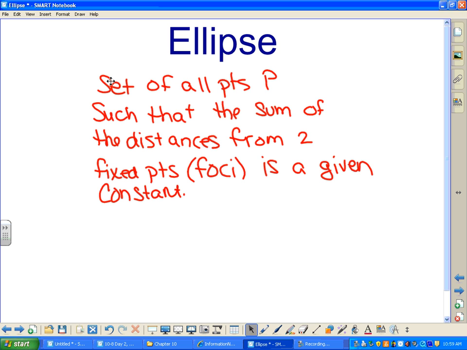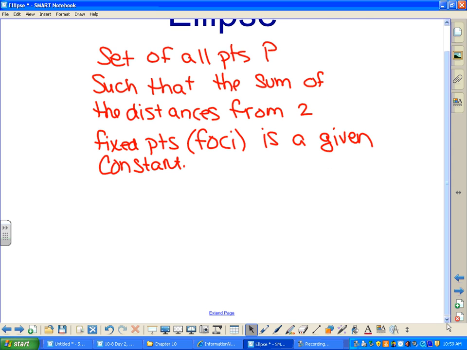Okay, so that's the definition, and I want to show you what I mean by that. I've got it a little bit too long here, but that's all right. Good enough. Okay, does everybody have this down? Okay, so let me show you.